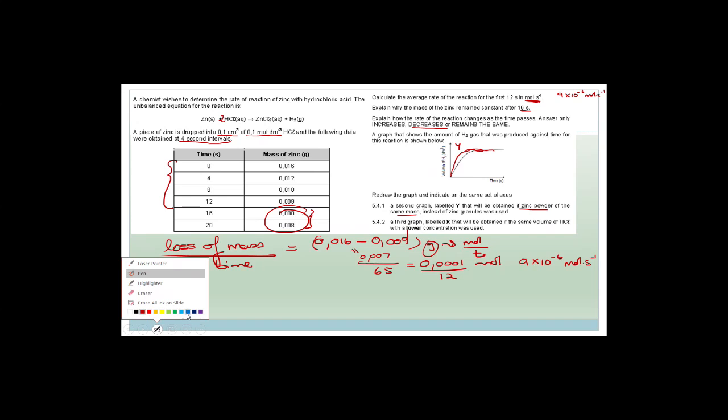Now, the next graph they ask us for is a third graph labeled X. Same volume of HCl with a lower concentration. So, same volume of HCl, lower concentration. A lower concentration is going to slow it down. And it says same volume, so we're going to end up with the same amount in the end. So it's going to be slower, but end up over here. So that's going to be X.